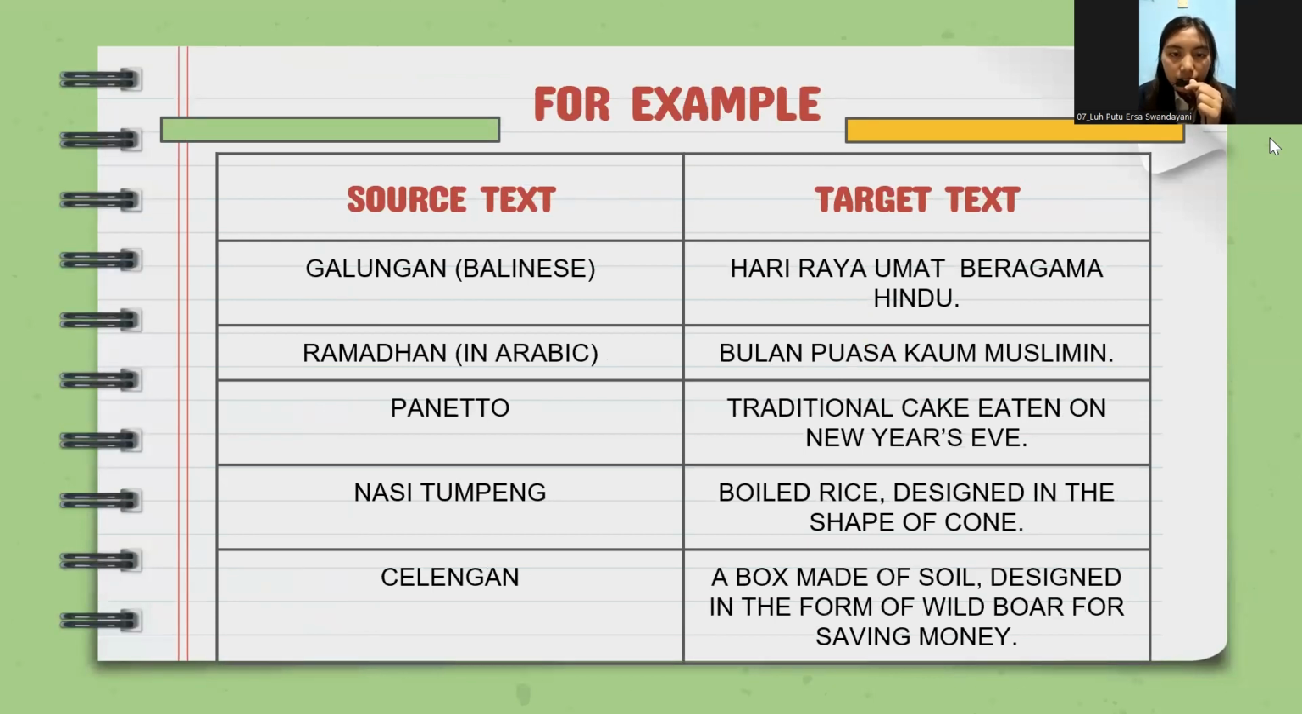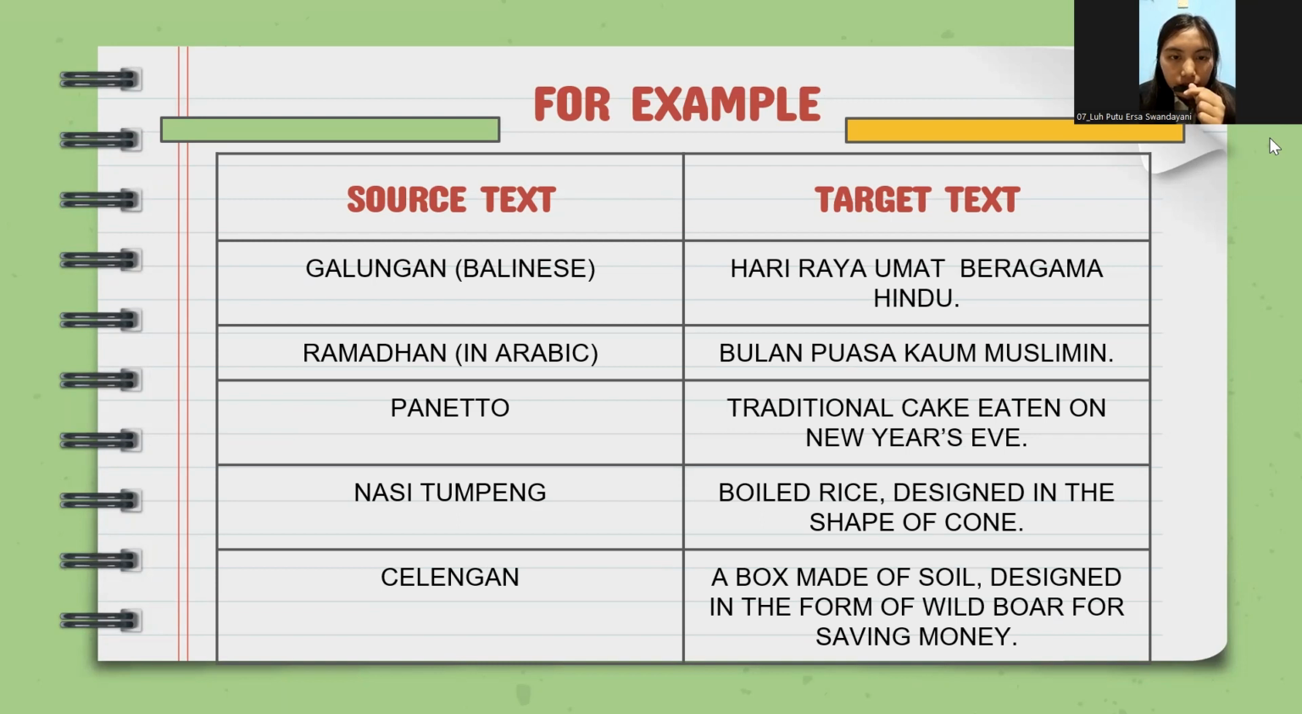There are examples of amplification. Number one, in the source text is "Galungan" or in Balinese, in the target text is "Hari Raya Umat Beragama Hindu." Number two is "Ramadan" or in Arabic, in the target text is "Bulan Puasa Kaum Muslimin."